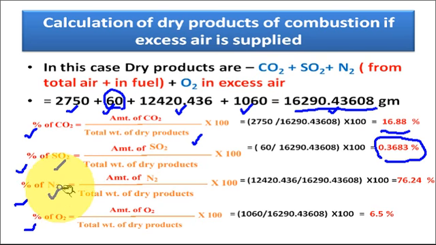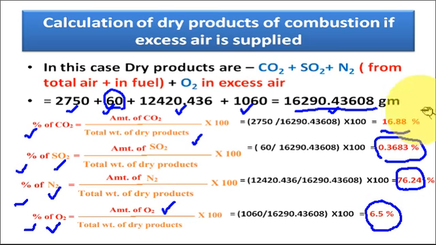Percentage of nitrogen will be the amount of nitrogen divided by total weight of dry product multiplied by 100. So with this formula we have calculated the percentage of nitrogen, 76.24%. Then percentage of oxygen is equal to amount of oxygen in dry product divided by total weight of dry product into 100. This comes to 6.5%. So these are the percentages of various dry products in case excess air is supplied. I hope the concept of the excess air supply is now clear to all of you.